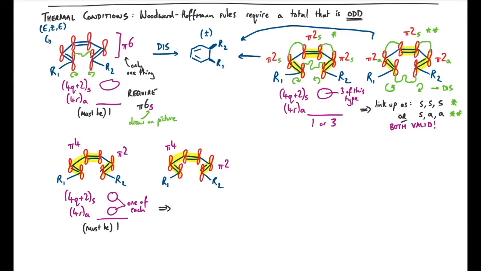That means that we have requirements on our labels that we require either they're both S, so that means the pi2s component will get counted, but the pi4s won't, or we use both of them as the A components. That means the pi4a component will be counted and the pi2a will not. Now I will stress again that both of these approaches are valid.